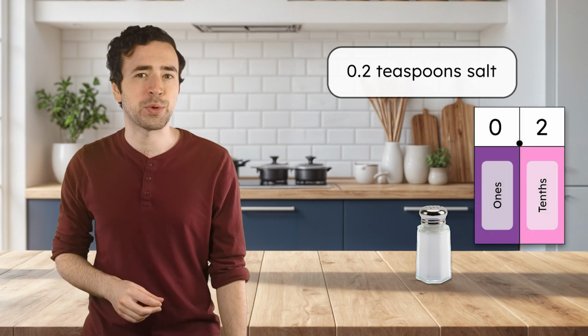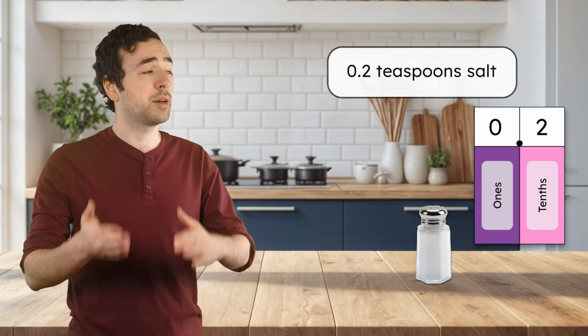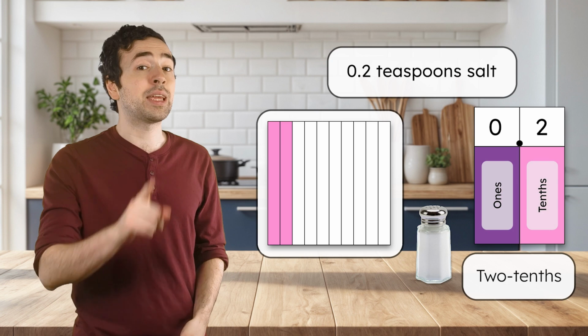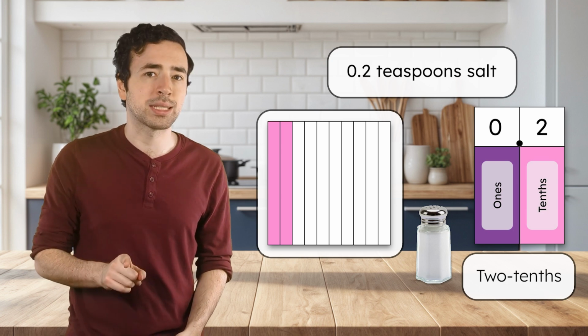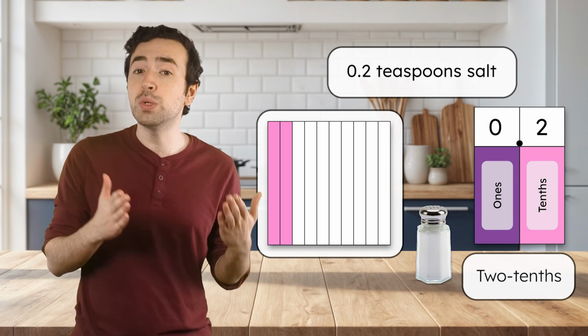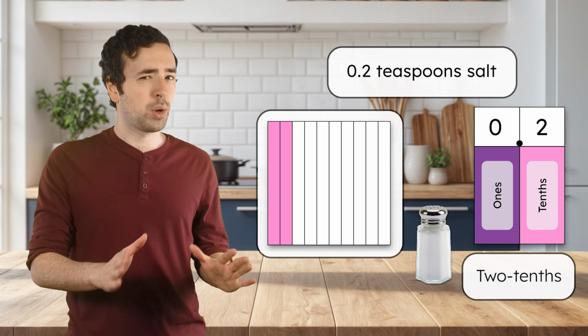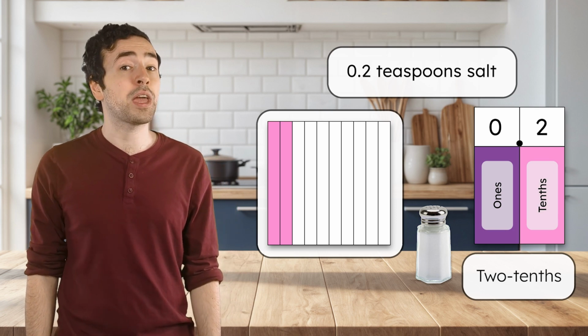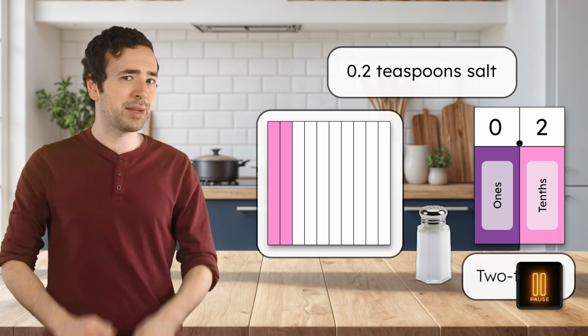2/10 of a teaspoon. In words, this looks like 2/10. Using a place value model, we shade in 2 1/10 pieces because that shows 2/10 of the whole. Pause the video here to practice representing decimals in word form and with a place value model in your guided notes.